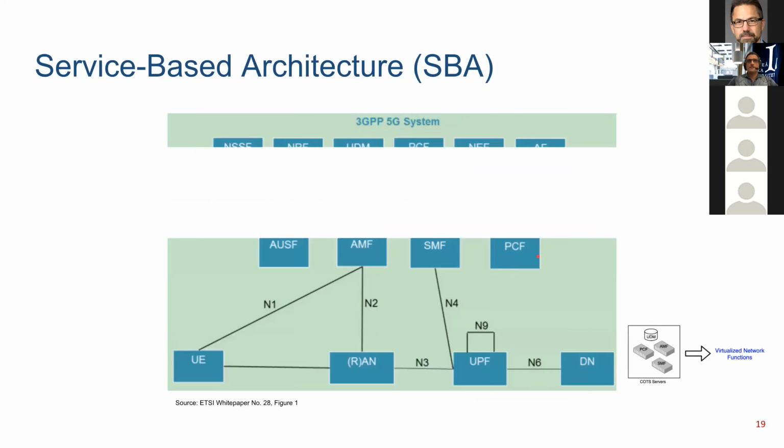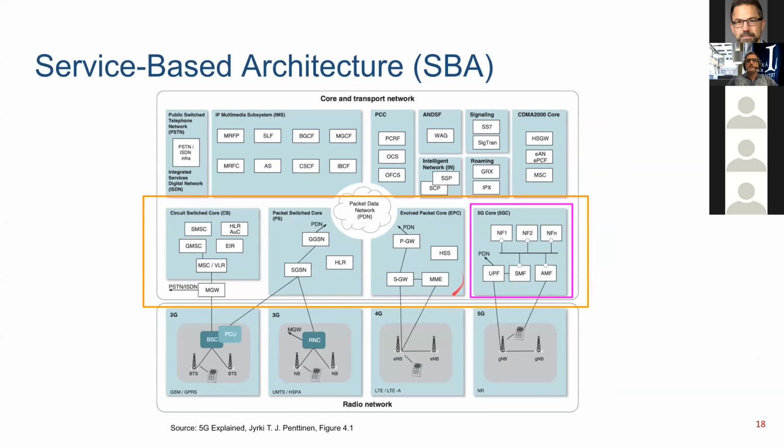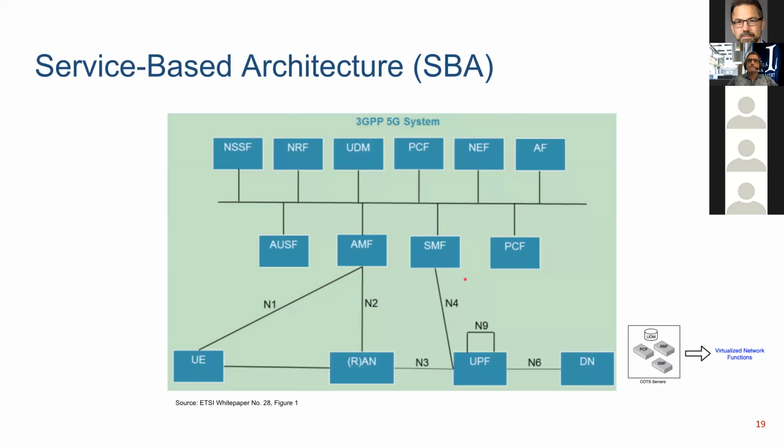So this is a bigger picture of that service-based architecture. All these elements, as you can see, the majority of them could be virtualized. We have, for example, the network slice selection function, the network repository function, the access mobility management function and session management function. These are AMF and SMF, which represent the MME in the earlier generation. We have user plane functions and many of them. So at any point in time, we can create and define new functions and use them in the architecture.